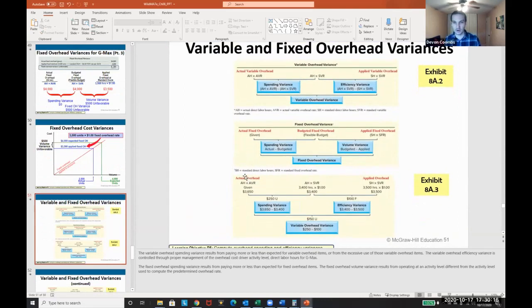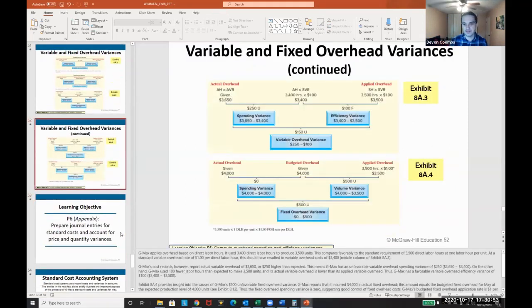And so here's another way to look at all the different types of overhead variance that we can calculate. Right, we talked about variable overhead variance, fixed overhead variance. This is just comparing actual variable overhead to applied variable overhead. This is comparing actual fixed overhead to applied fixed overhead. And then the first one we did was actual overhead to applied overhead, total overhead, which gives us the controllable variances we talked about.